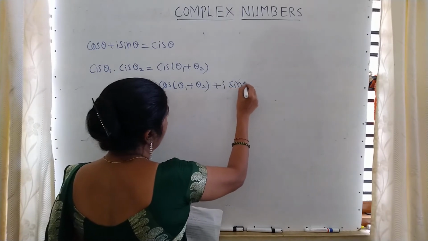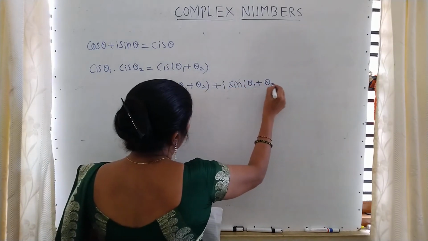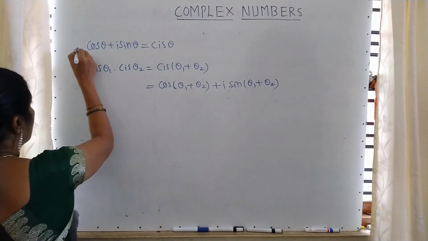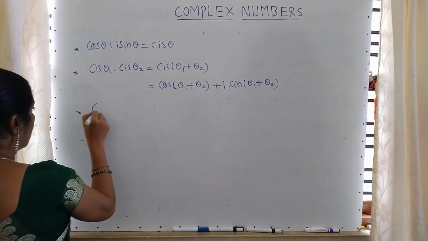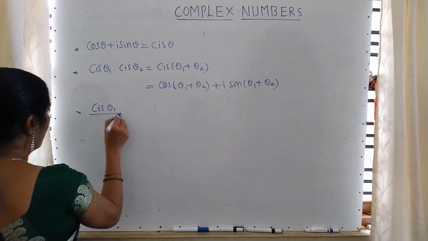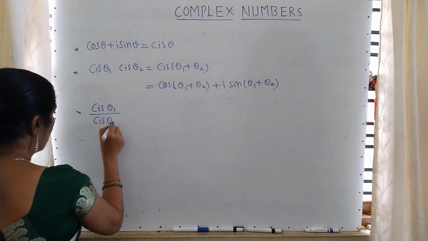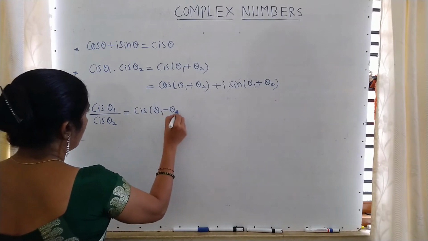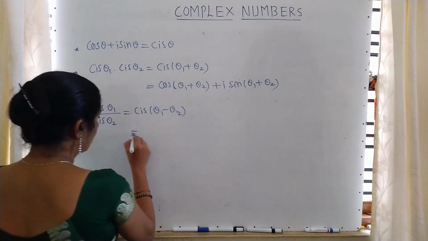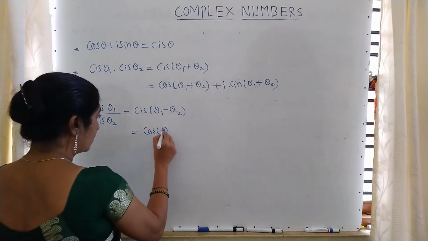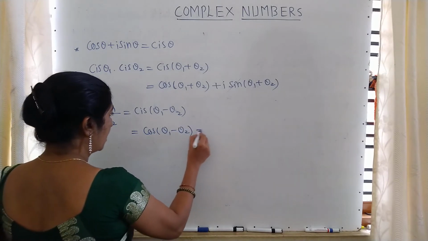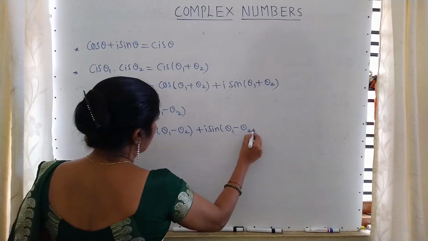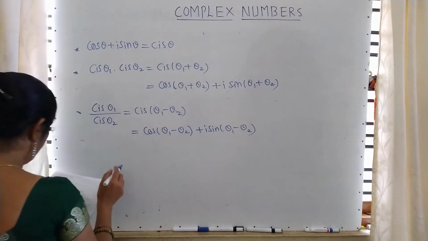plus i sin of theta 1 plus theta 2. This is a very important point. Please note that down. Cis theta 1 upon cis theta 2 is cis of theta 1 minus theta 2. That is cos of theta 1 minus theta 2 plus i sin of theta 1 minus theta 2.